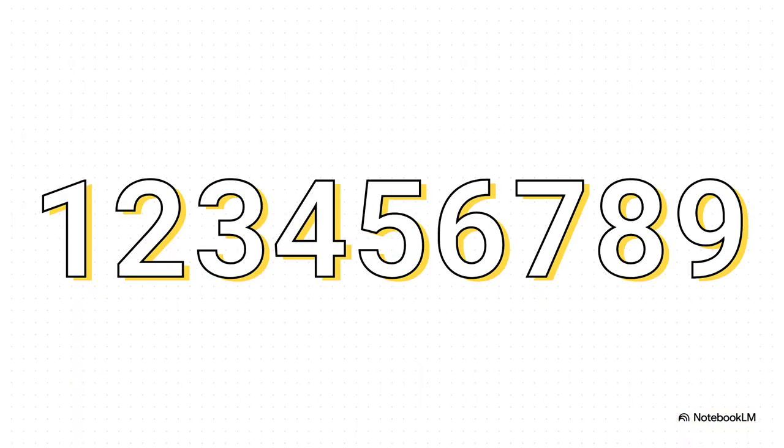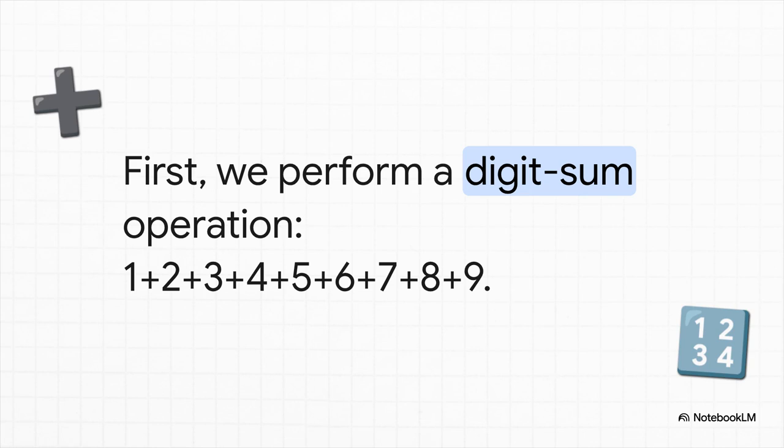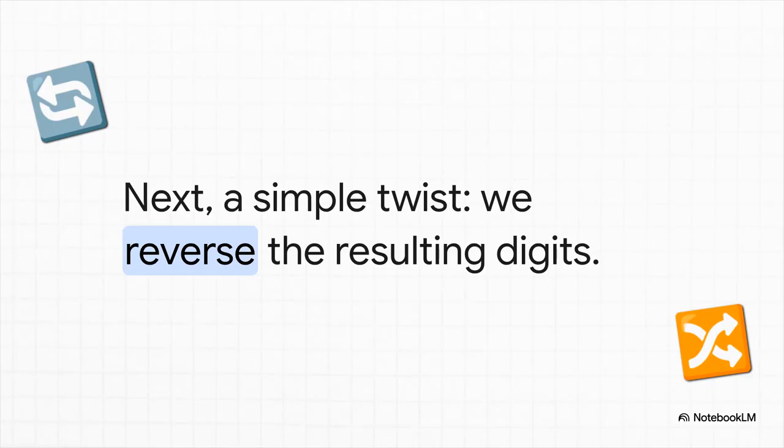We're going to start with the digits 1 through 9. A nice, clean, ordered set. Simple enough. Our first rule is what's called a digit sum. It sounds fancy, but really, all we do is add all of these digits together. And that gives us 45. Pretty straightforward. But now, here comes the first little twist. For our next step, we're going to reverse those digits. So 45 becomes 54. Simple enough, right?